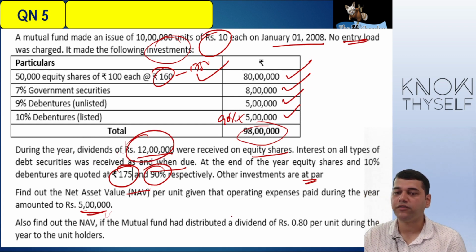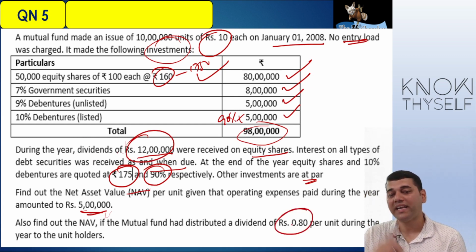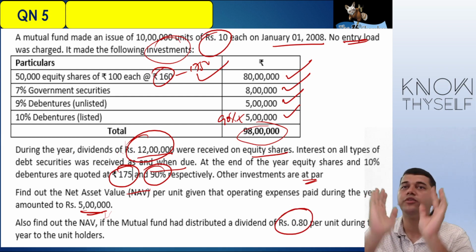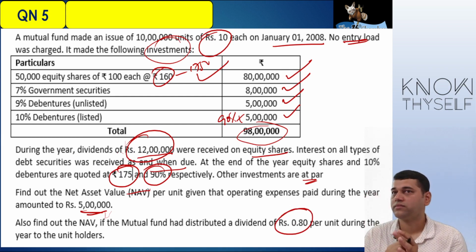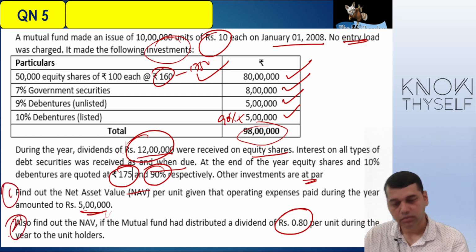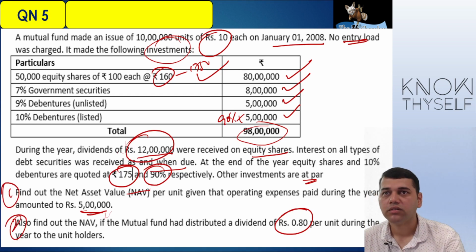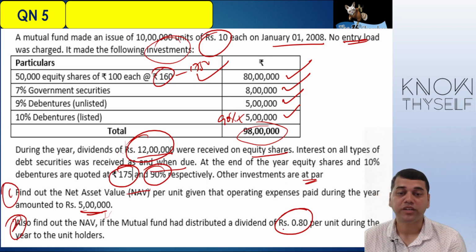Also find out the NAV, given that the mutual fund distributed 0.8 per unit to the unit holders. It made some income and has a cash balance in the balance sheet. Okay, let us distribute some dividend to the unit holders. It is 0.8 per unit. So there are two questions: find out the NAV, and find out the NAV after distribution. Easy question. 0.8 per unit in cash.